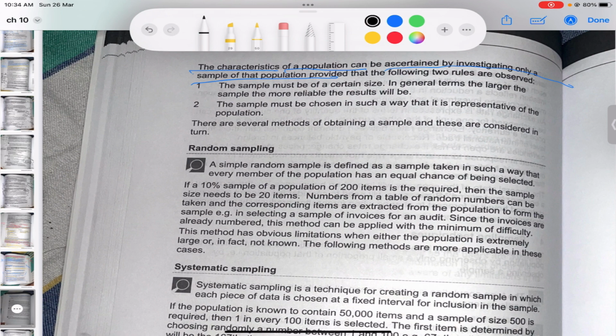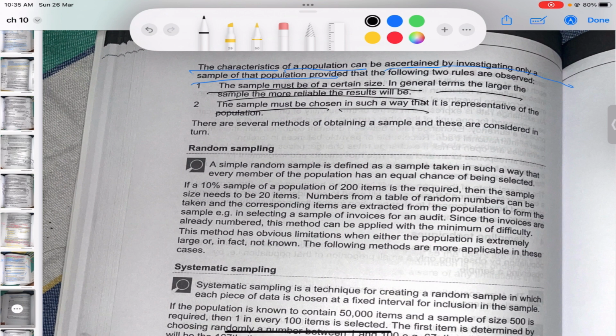The characteristics of a population can be ascertained by investigating only a sample of the population, provided that the following two rules are observed. The sample must be of a certain size. In general terms, the larger the sample, the more reliable the results will be. Obviously, if my sample is large enough, only then will I be able to rely on it, measure it properly and be confident about it.